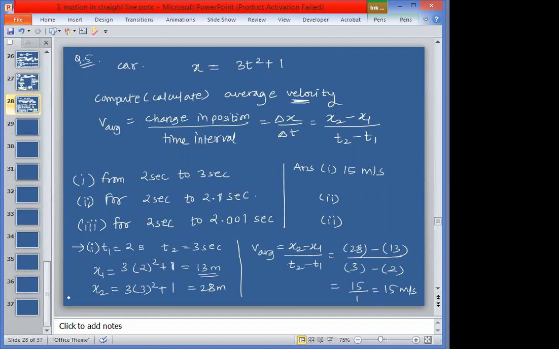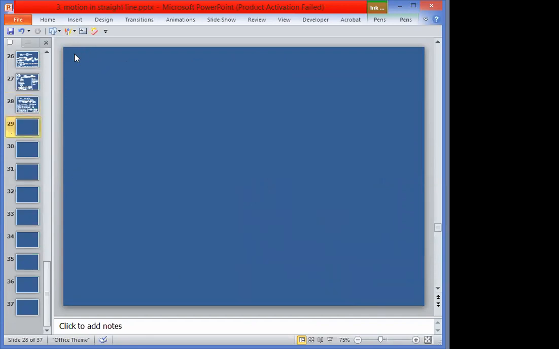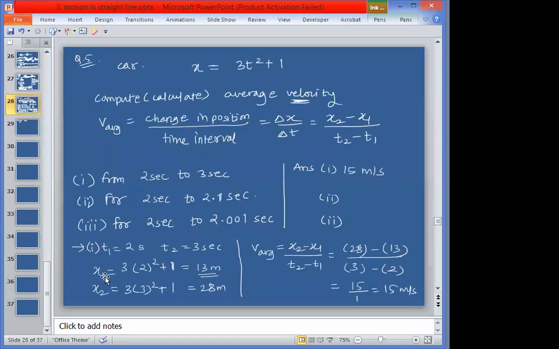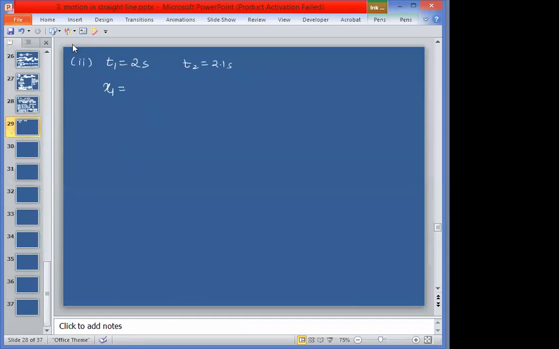For the second case, let's calculate the final position. I will tell you how to calculate the final position. Look here. Initial time t1 equal to 2 second, t2 equal to 2.1 second. At t1 we calculated position x1, the position at 2 seconds. When the time was 2 second, the initial position is 13 meter. So no problem there. That 13 meter will remain as it is.